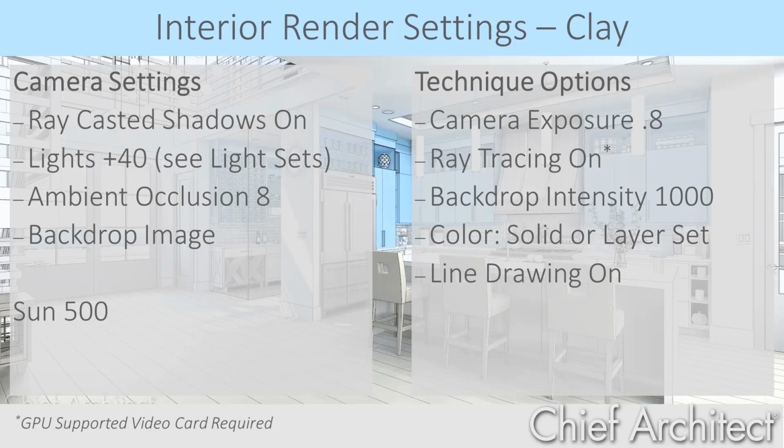I did add a backdrop image. I did change the sun to 500. In the technique options, the camera exposure was set to 8. I turned on ray tracing, and then the backdrop intensity was set to 1000. For the coloring, you can use a solid color. I did create a layer set and then colorize certain layers to create the scene with just a little accent of color. And then finally I did turn on the line drawing.